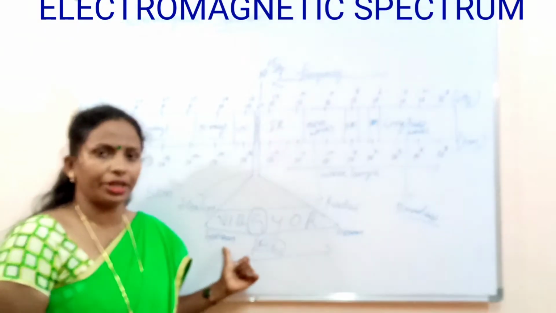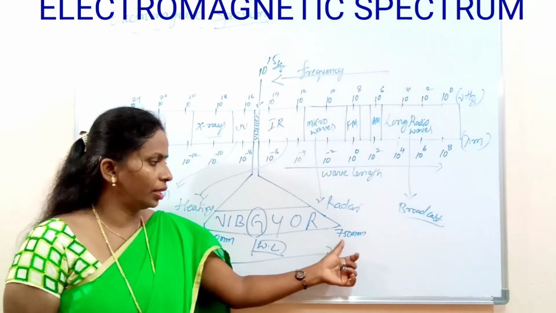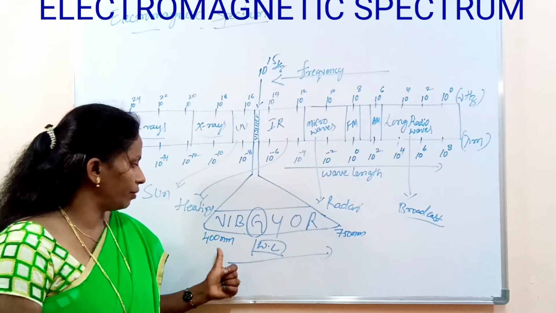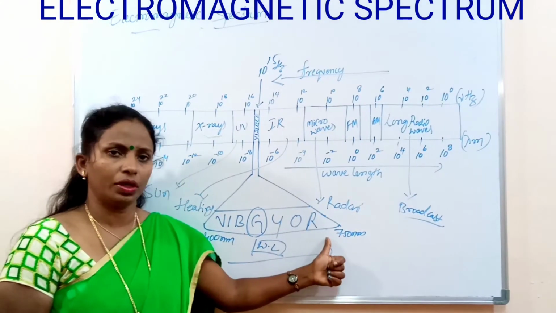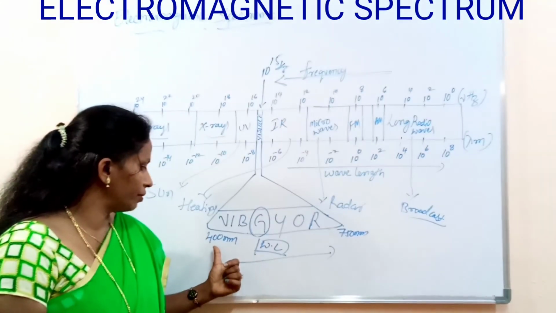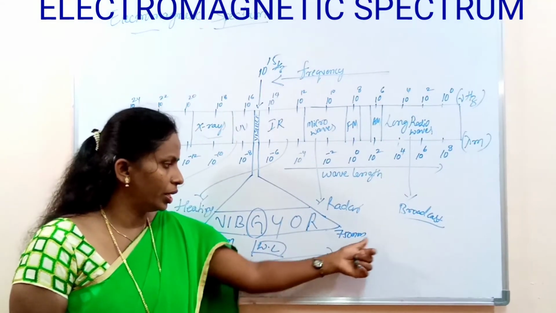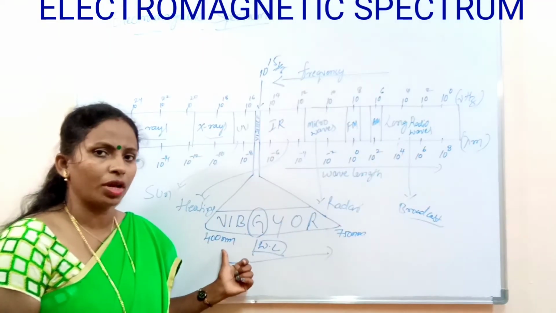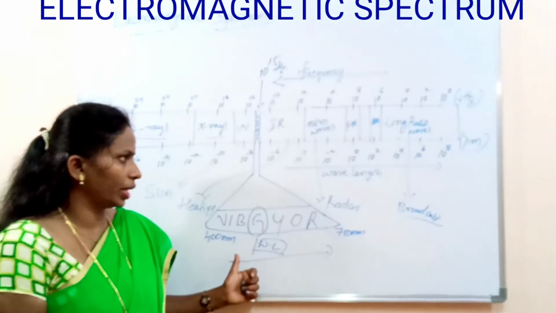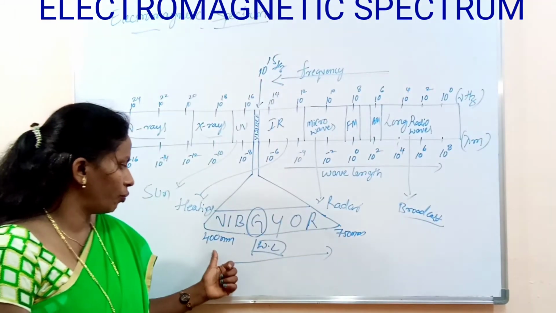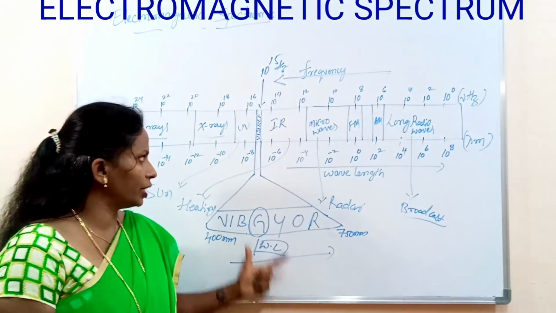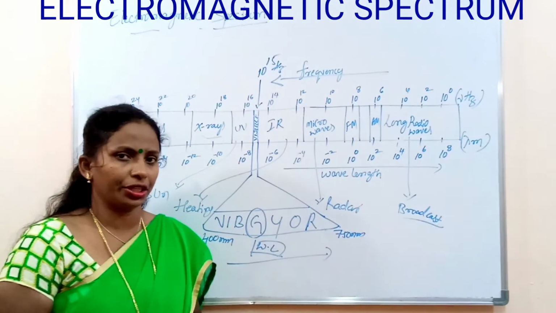Violet is around 400 nanometers, and red is around 750 nanometers. So wavelength increases from violet to red, starting from 400 nanometers to 750 nanometers. Nanometer means 10 to the power of -9 meters, so 400 nanometers is 400 into 10 to the power of -9 meters. In this range we are observing visible radiation.